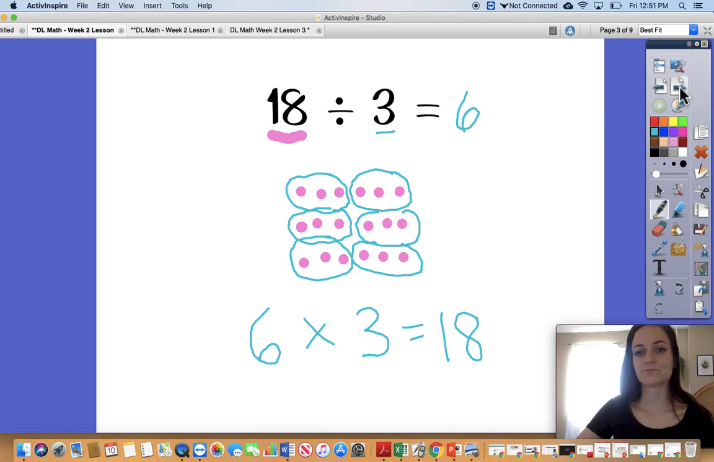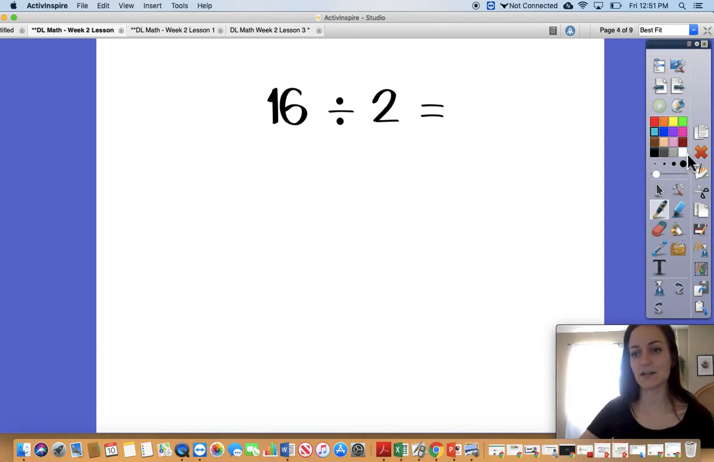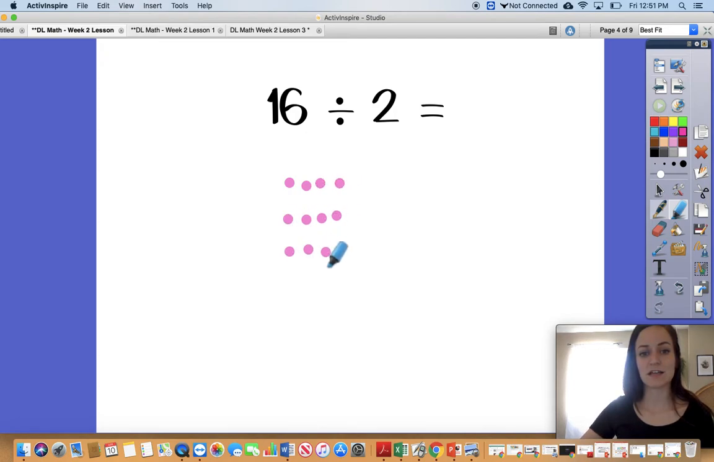Let's try another one. 16 divided by 2. 1, 2, 3, up to 16. I have 16 dots in all. Okay? Now I'm going to break it apart into groups of 2.